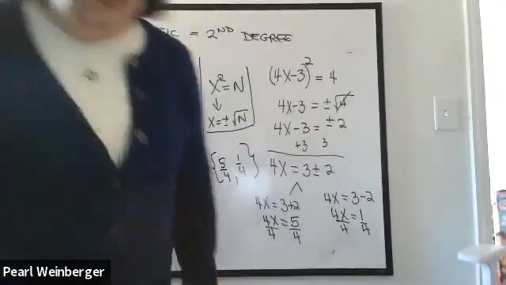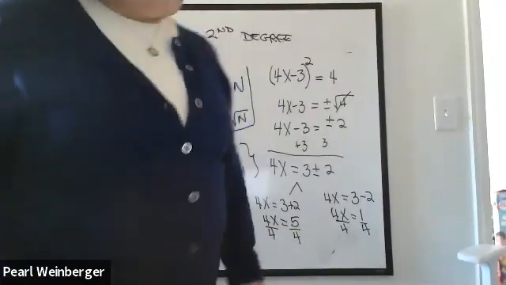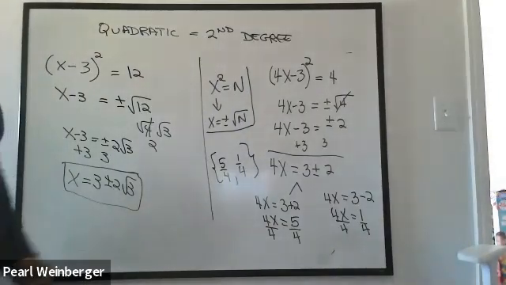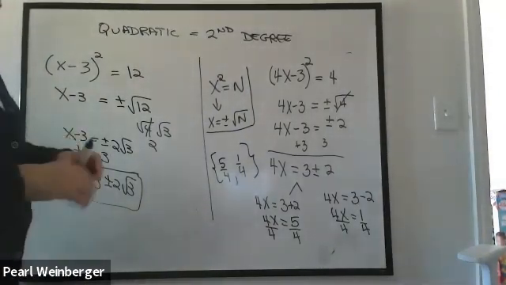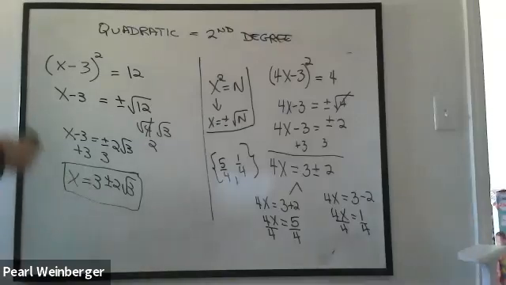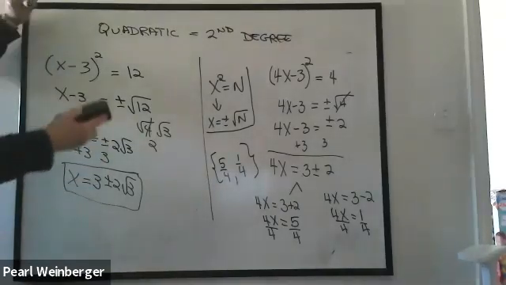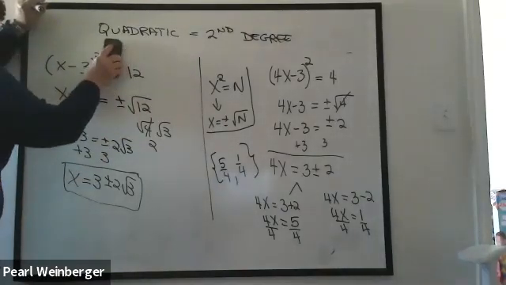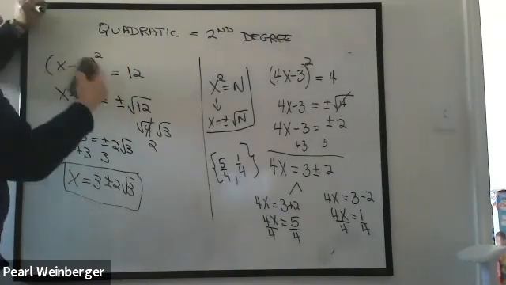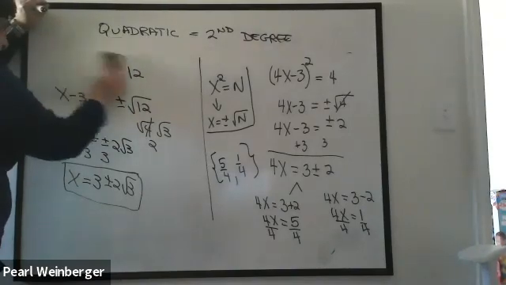So now, okay, this is what's called the square root method, which is all very fine when you have something squared, but most of the time that doesn't happen. So let's go on to the next step.